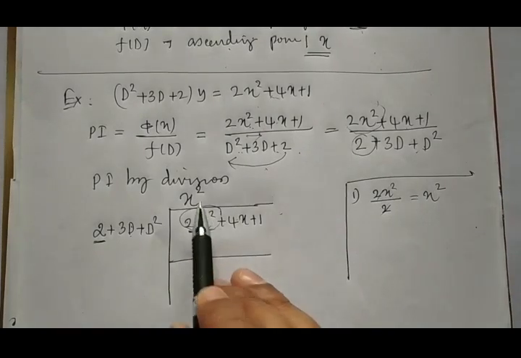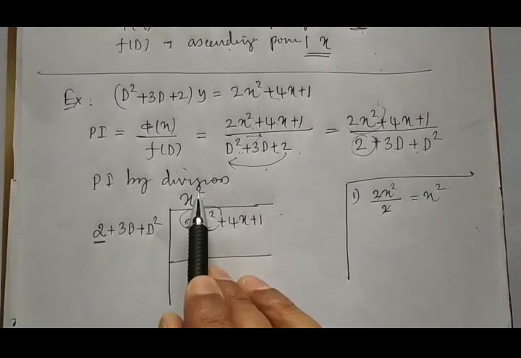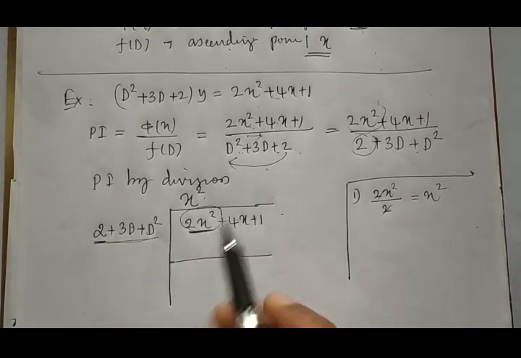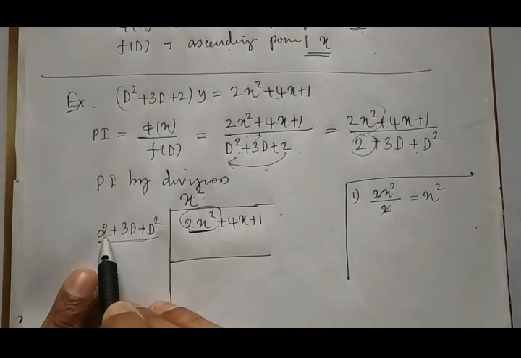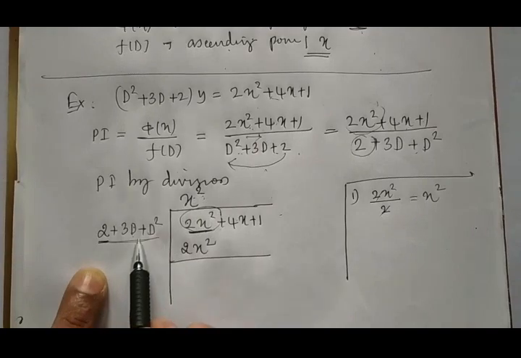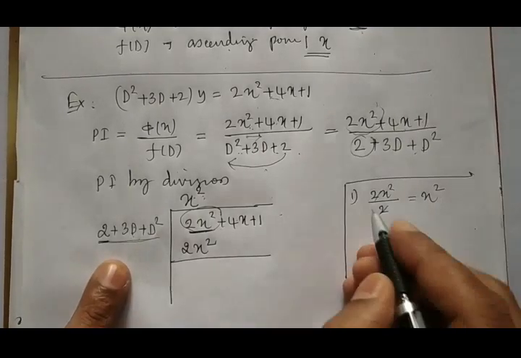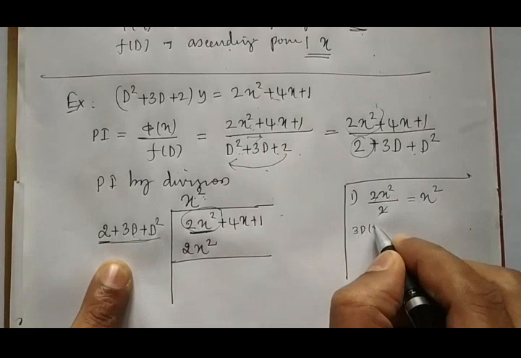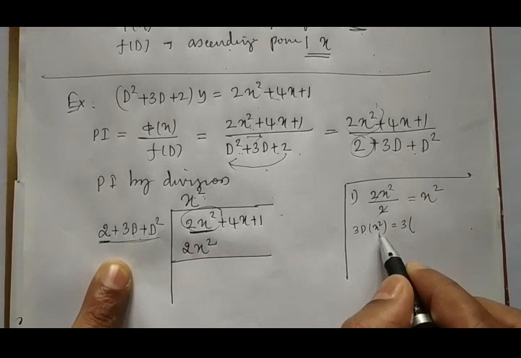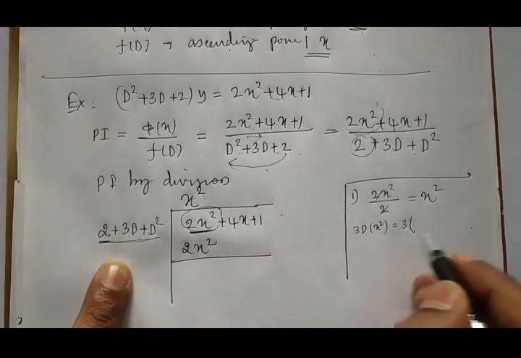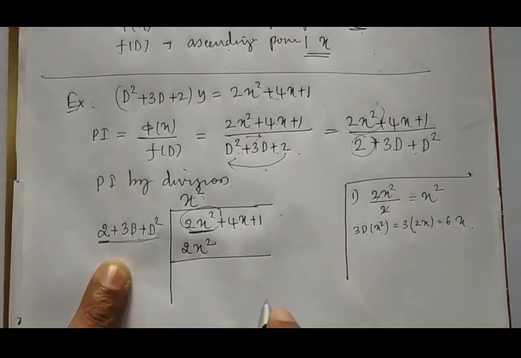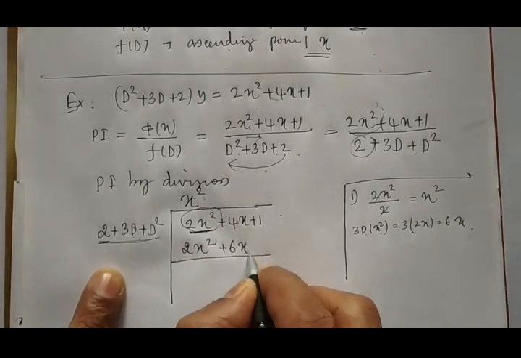After writing x square here, what to do? Then we have to multiply this x square with the denominator f of D. Multiply x square into 2, that is 2x square. Next, x square into 3D. How do you write x square into 3D? It is like 3D of x square. Means 3 into, what is the D of x square? It is nothing but differentiation of x square. What is the differentiation of x square? 2x. So that is 6x. Therefore, this is plus 6x.